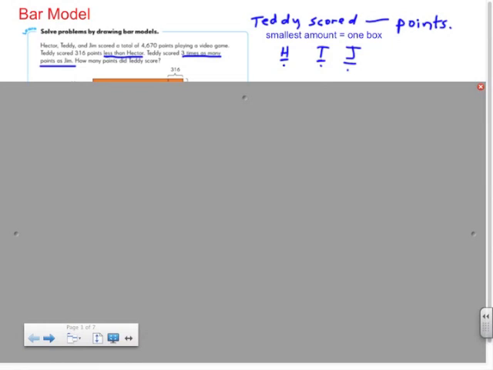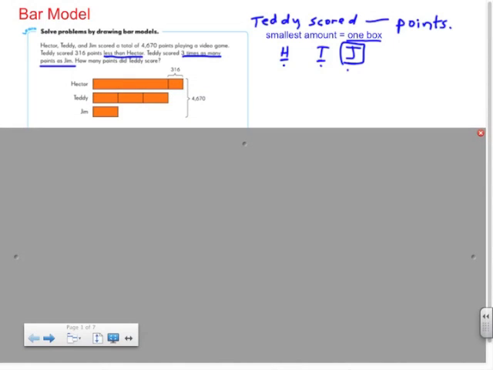When you solve problems like this, whoever's the smallest is going to get 1 box in our bar model. So in that case, Jim gets 1 box. Teddy had 3 times as many, so if Jim's box is this big, Teddy needs 3 boxes that same size. Well, Hector's going to be the same size as Teddy, but then he's going to have an extra 316 points. I'm not sure if that's going to be more or less yet, but I have right now 1, 2, 3, 4, 5, 6, 7 boxes that are equal, and then this 316 here.